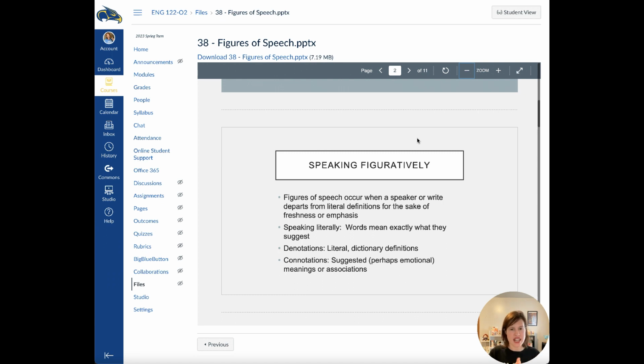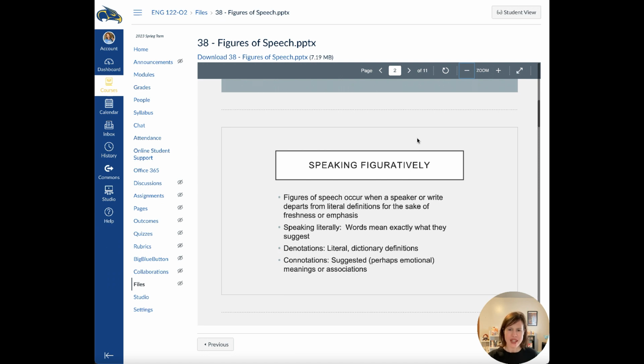And denotation kind of goes along that same line. Denotation means literal dictionary definitions. Here's how I always think of it. I think of denotation, dictionary. Connotation is connecting emotions, right? It's suggested, perhaps emotional meanings or associations rather than the actual definitions, right?